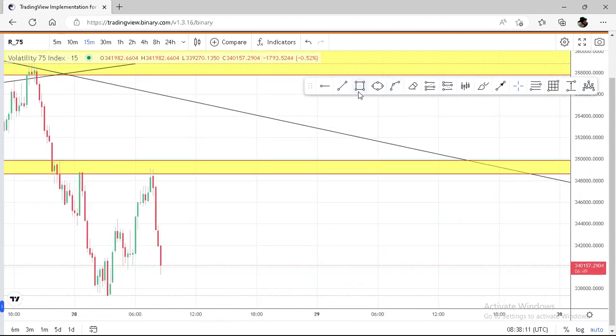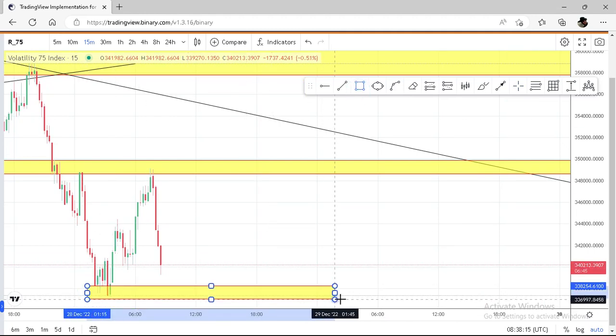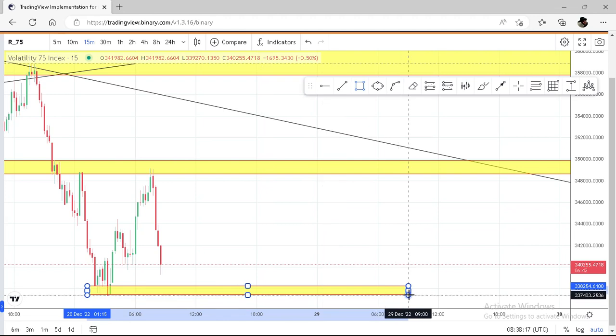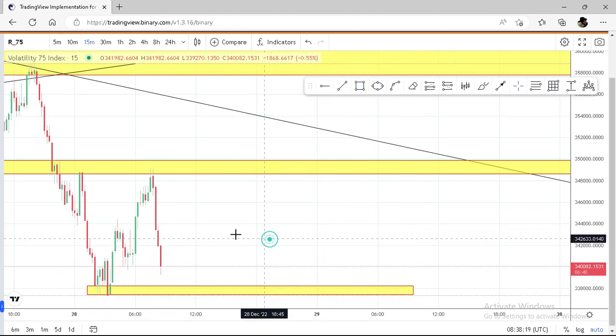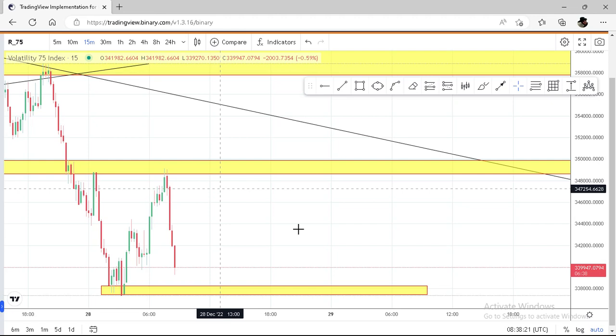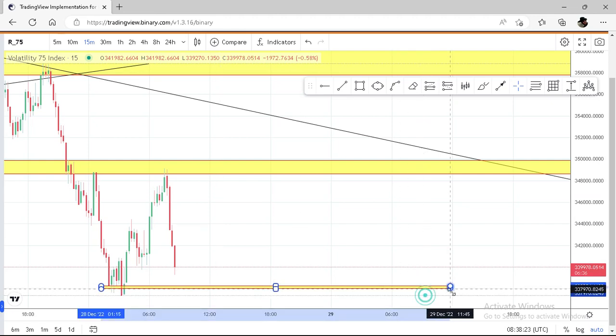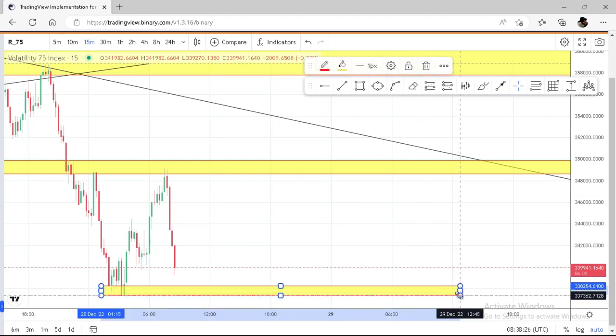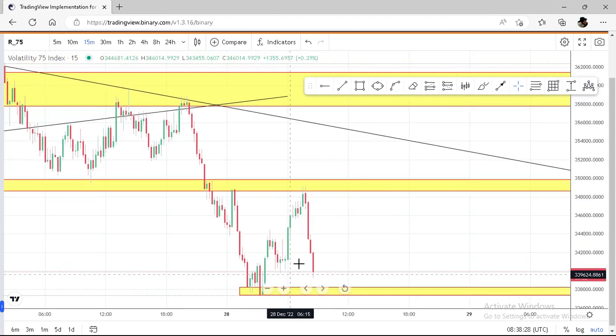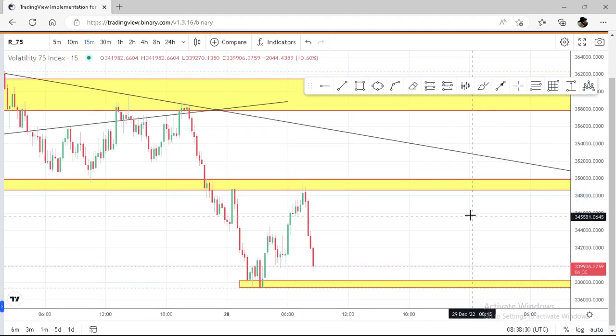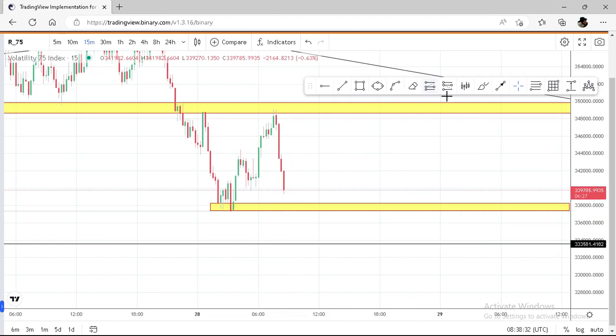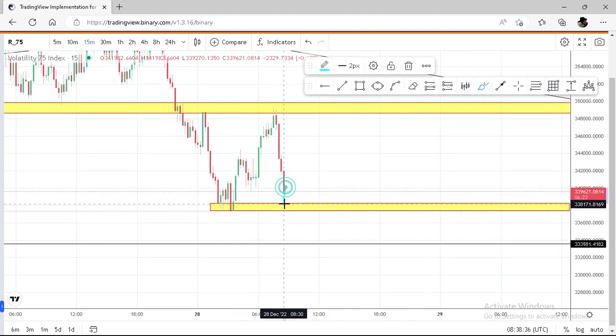It's very simple, guys. You just have to keep on adding more levels, just to see how price is going to react when it gets there. So what am I waiting for here? Sorry, I'm waiting for price to drop.